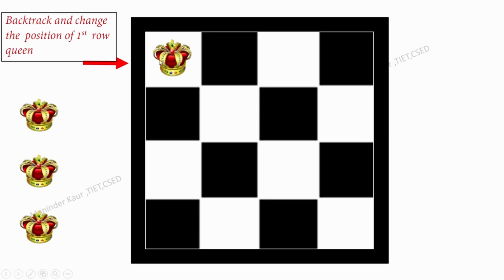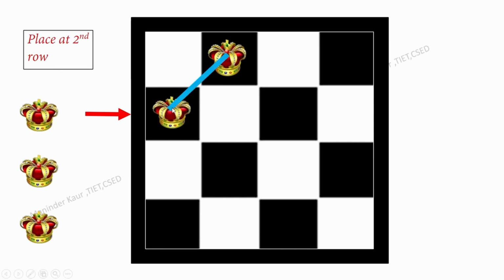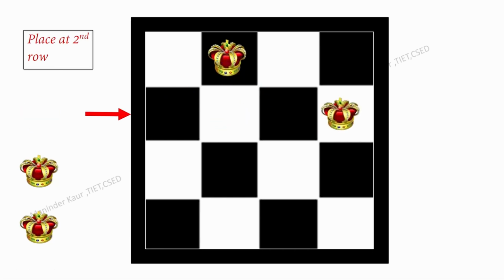That means we have to alter the position of the first row queen. Now the first row queen will be moved forward to the second column. Now try to position the second queen in the second row. This is not the feasible position. This is not the feasible position. This is not the feasible position. This is the appropriate position for placing the second queen.